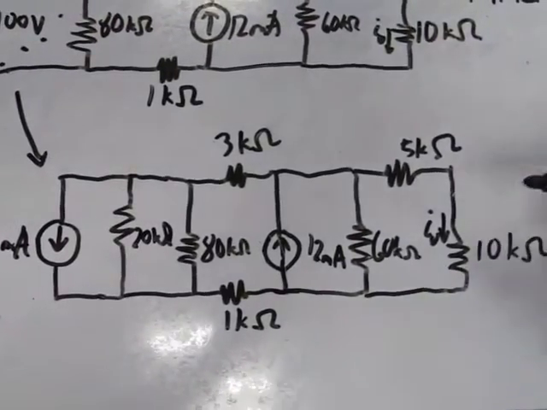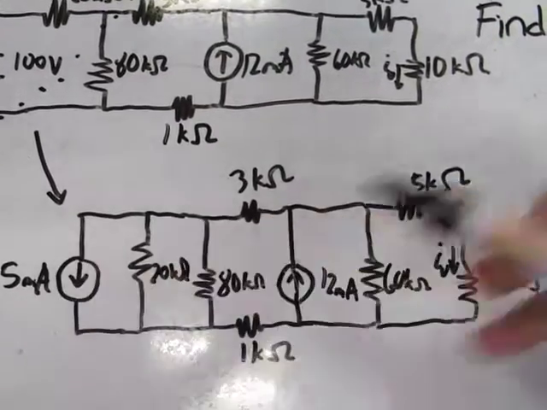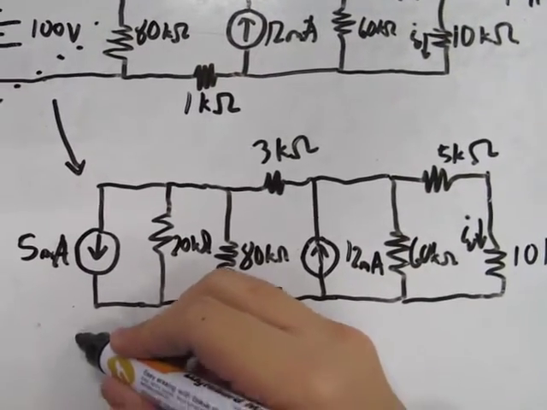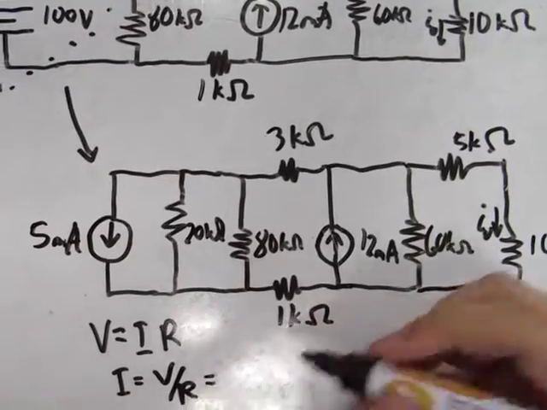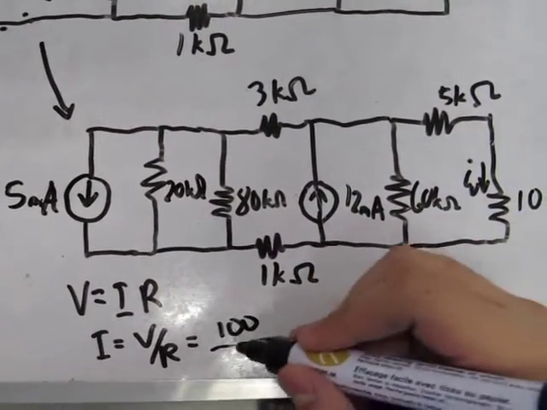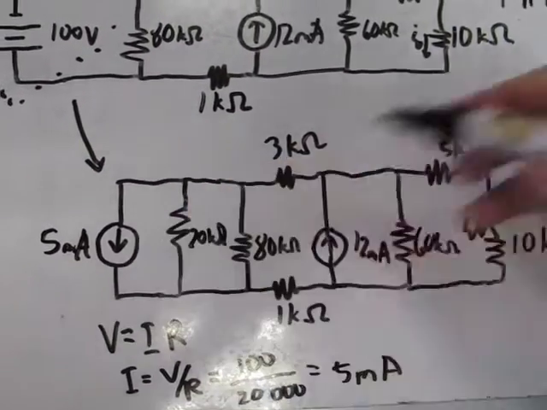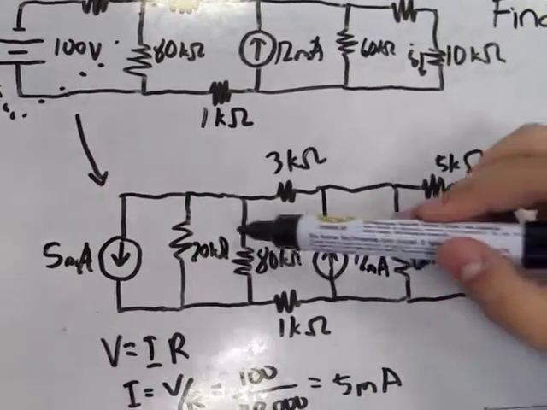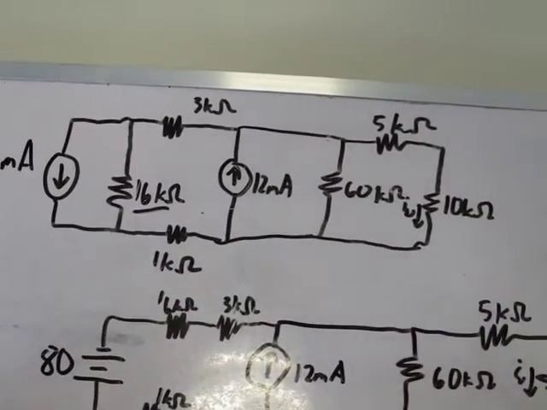In the next circuit, as you can see, our 100 volts became 5 milliamperes. This is because V equals IR, I equals V over R, and the voltage 100 over 20,000 will give us 5 milliamperes. Now we have 5 milliamperes and 20 kilo ohms in parallel with 80 kilo ohms. Combining the 80 and 20 kilo ohms, we get 16 kilo ohms.